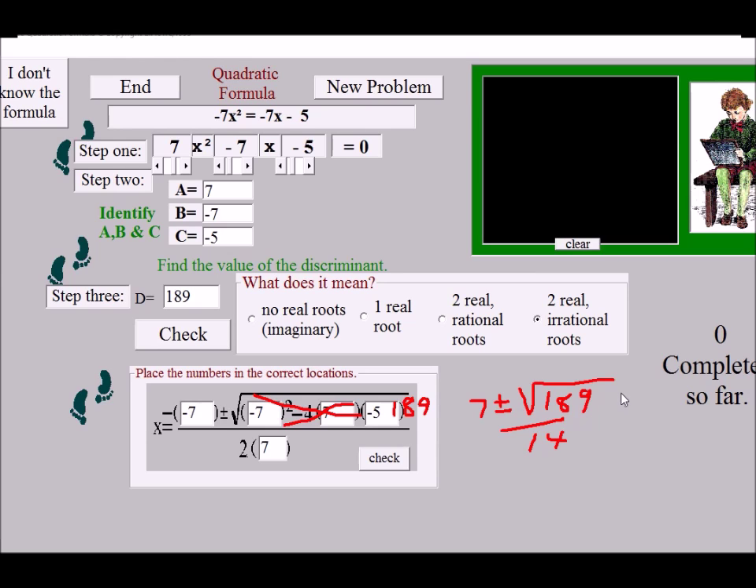That's 9 and 21. 9 and 21. So it looks like it's 7 plus or minus 3 radical 21 over 14. And the answers would be 7 plus 3 radical 21 over 14 and 7 minus 3 radical 21 over 14. Not something we would get by factoring. Maybe we better do another one.